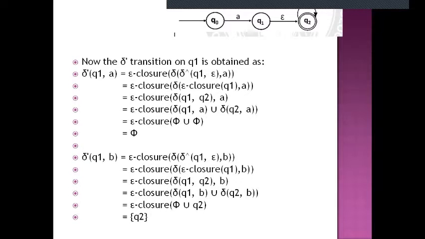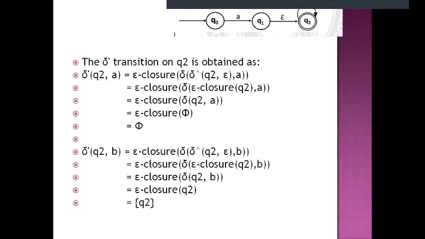And then δ' of (Q1, B), that is ε-closure of δ of ε-closure of Q1 comma B. What is the value of ε-closure of Q1? It is Q1 and Q2. So δ of (Q1, B) union δ of (Q2, B). What is the value of δ of (Q1, B)? There is no transition on B from Q1, so it is empty. But there is a transition from Q2. There is a B transition from Q2 to itself. That is, δ of (Q2, B) is Q2. So ε-closure of φ union Q2 is Q2. So δ' of (Q1, B) is Q2.